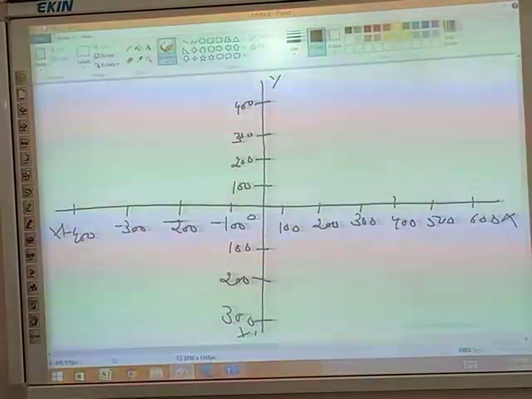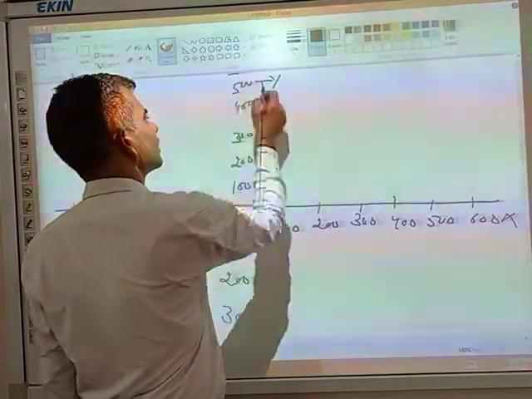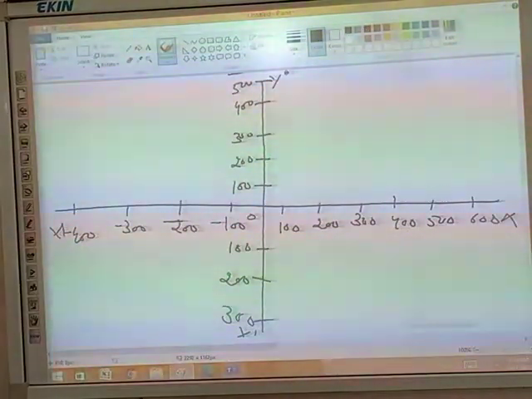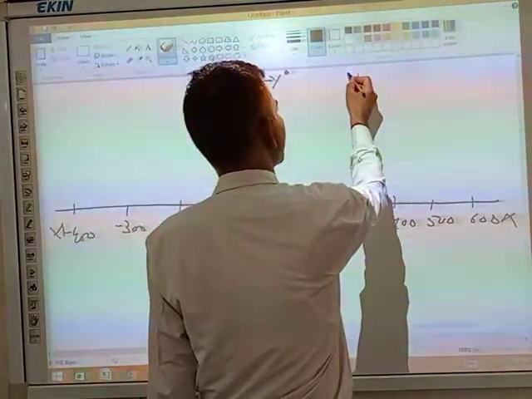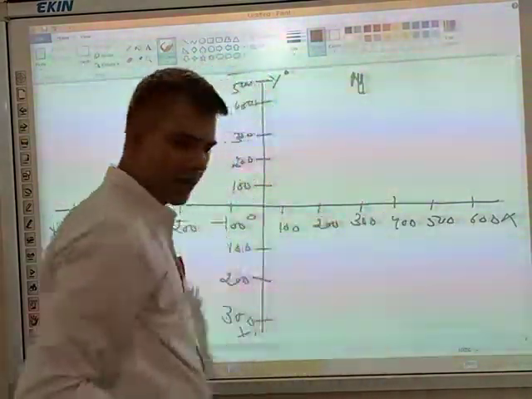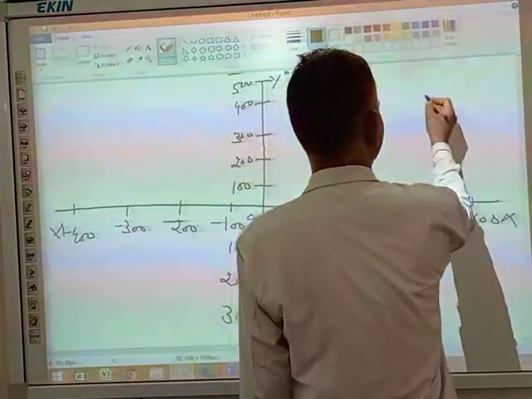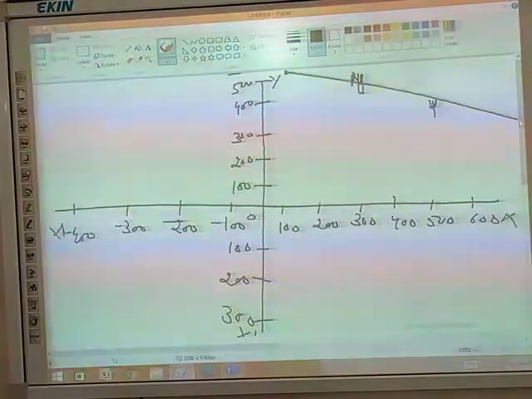Students, your first point is (100, 600). The next point is (300, 500), and the next point is (500, 400). Students, join these points. It will be your straight line graph. And the second table you can draw.